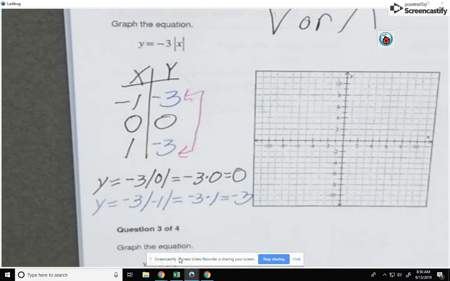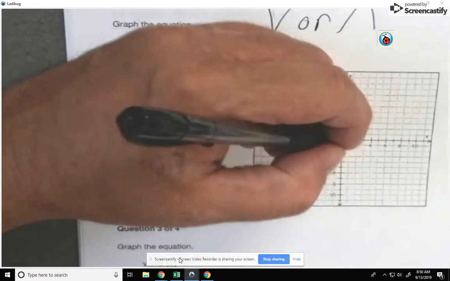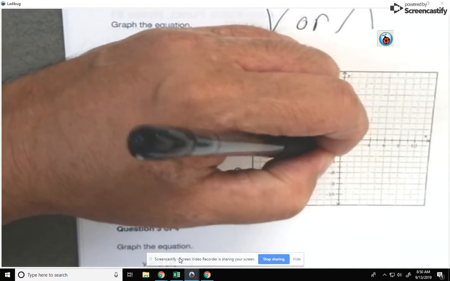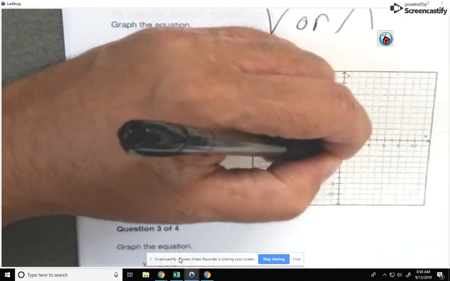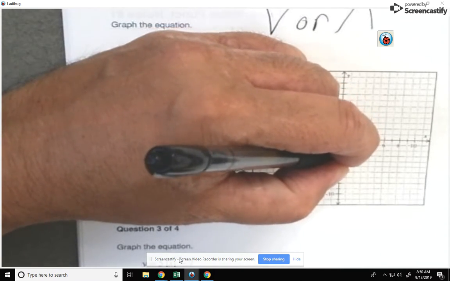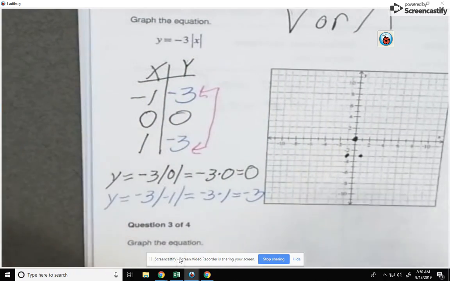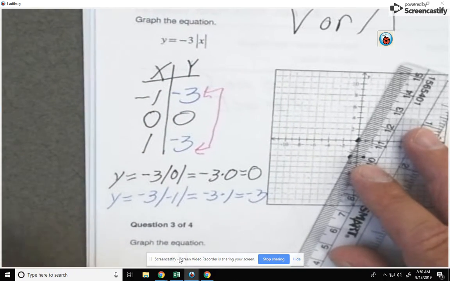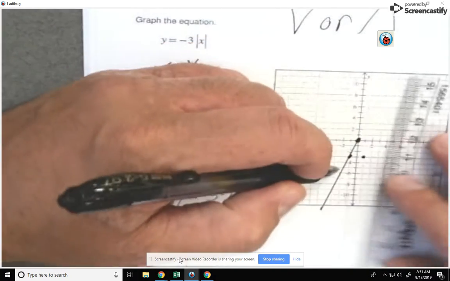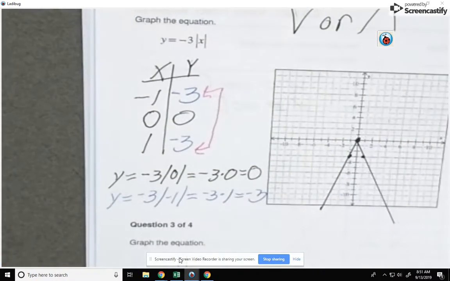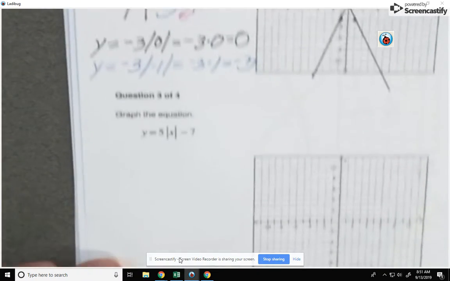So now we simply plot our 3 points. Once we have our 3 points plotted, we can connect them to either get a V or an upside down V, connecting each one of these points to the center point. So here we see that we have an upside down V. Question 3.